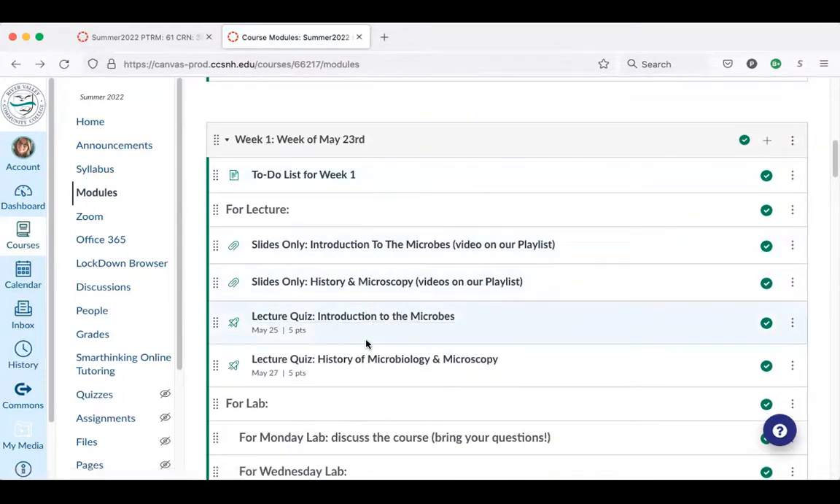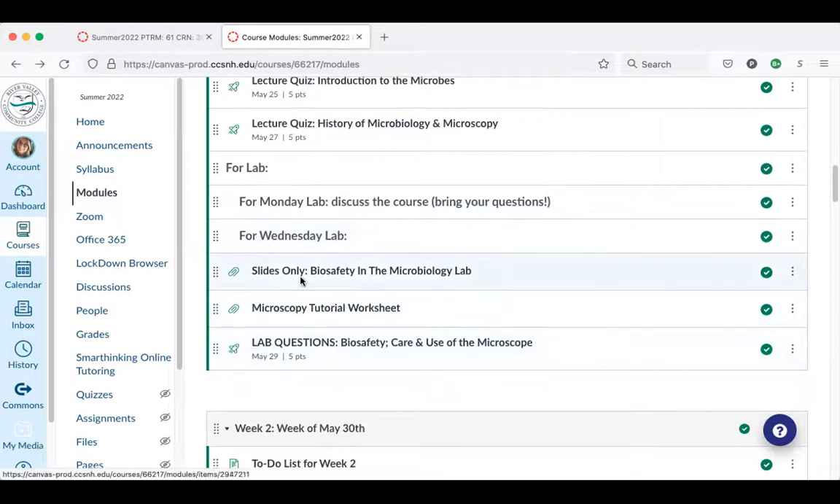So if I scroll down to the laboratory area, you can see for Wednesday's lab, here are the slides that I'm going to be using this morning for the biosafety material. You'll notice there's also a file here called Microscopy Tutorial Worksheet. I just put this in last night. This is a very handy little reference guide for students, referring to how to properly handle and use a light microscope.